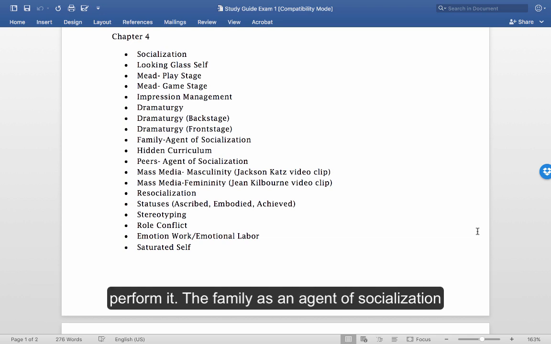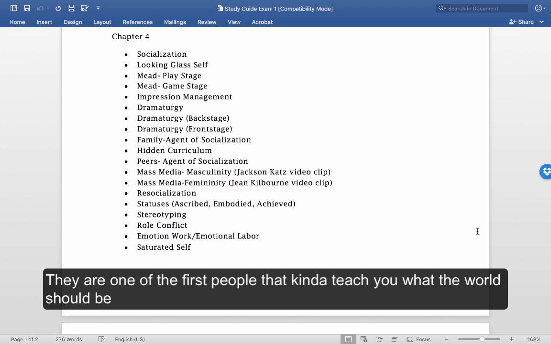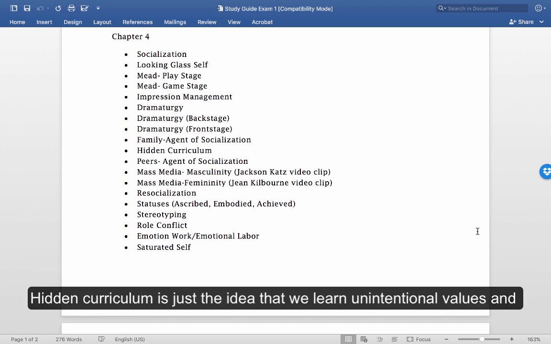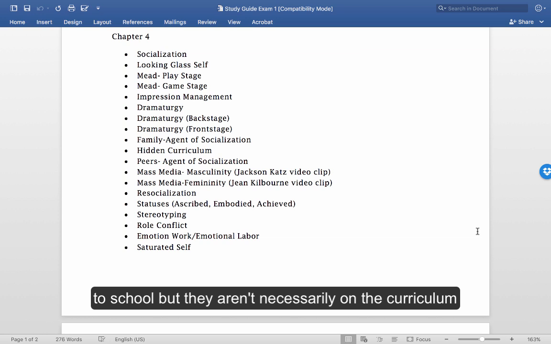All right. The family is an agent of socialization. Just that they are the primary agent of socialization is all I'm looking for there. They're one of the first people that teach you what the world should be. Hidden curriculum is just the idea that we learn unintentional values and behaviors at school, like showing up on time and sitting still and deferring to authority, right? We learn those things just from going to school, but they aren't necessarily on the curriculum.